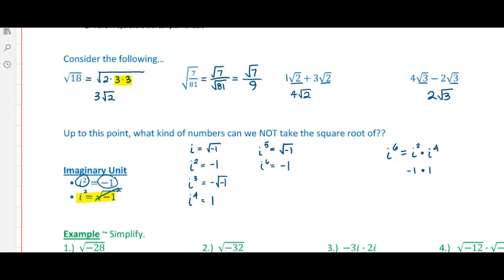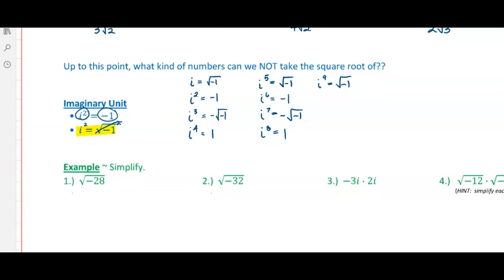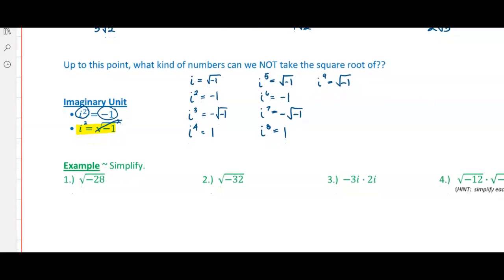Do you see the pattern that's happening? i to the seventh would be negative radical negative 1. And i to the eighth would be 1. i to the ninth would be the square root of negative 1, and so on. The pattern repeats every four terms. So let's use some of these numbers as we continue to solve numbers in the imaginary system.